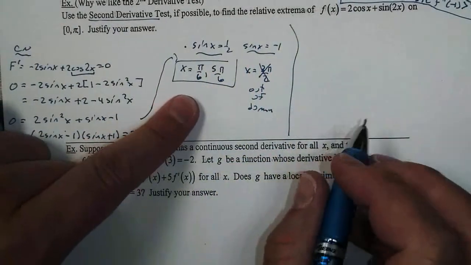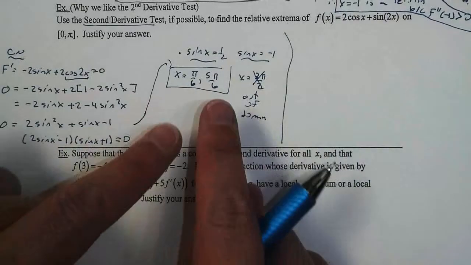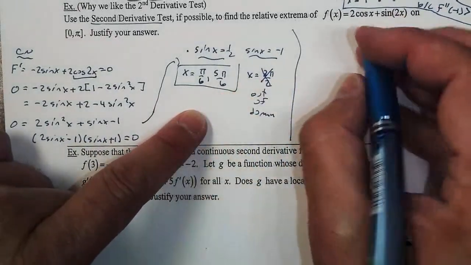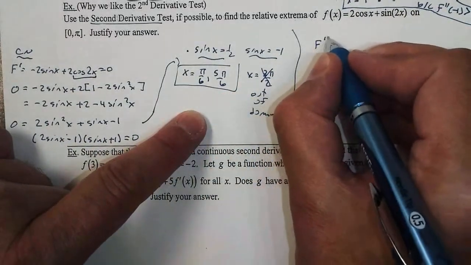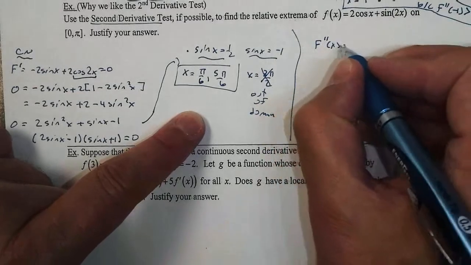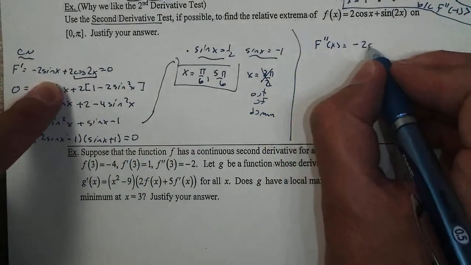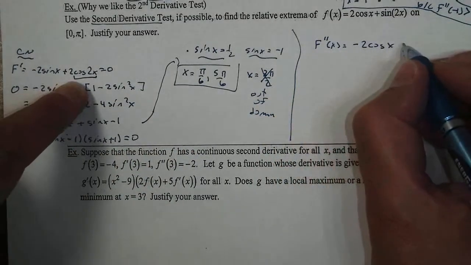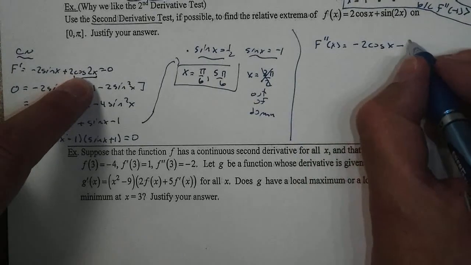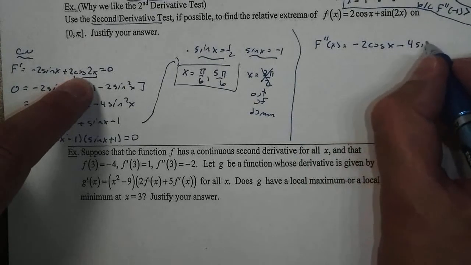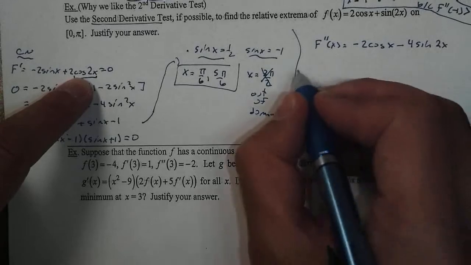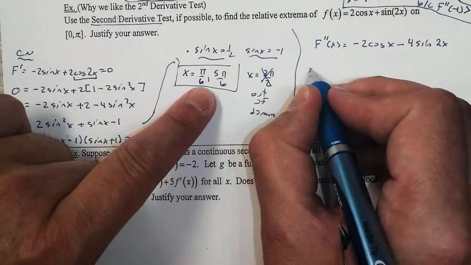Now, we're going to do the second derivative test, so I want to see if these are maximums or minimums. My second derivative becomes negative 2 cosine of x. Be careful, chain rule, minus 4 sine 2x. And I plug each one of those in.